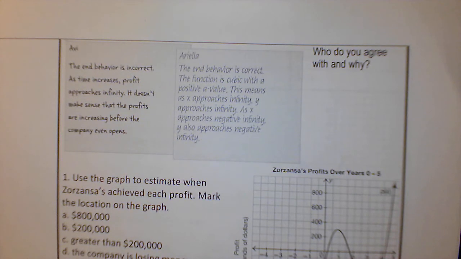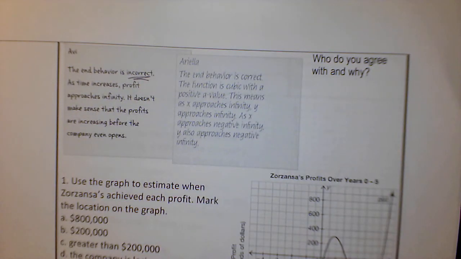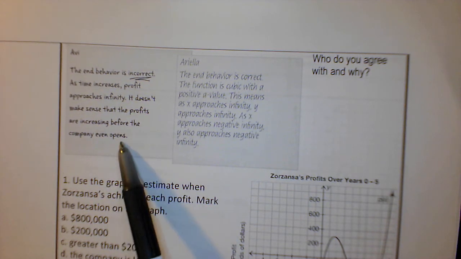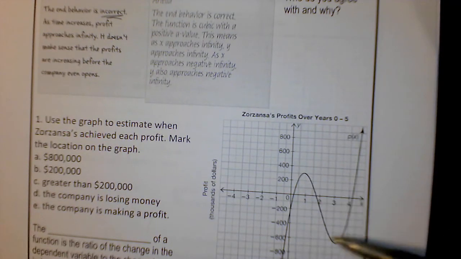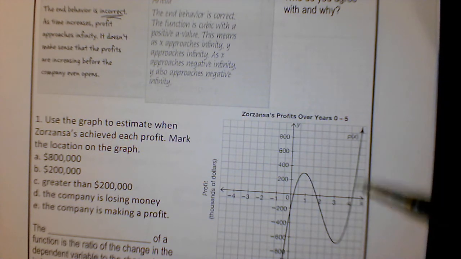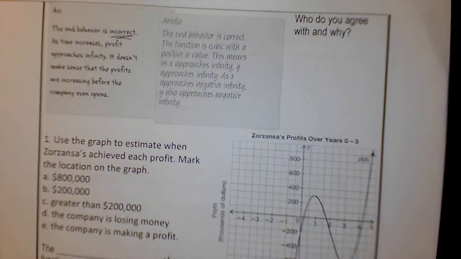So the first student there says the end behavior is incorrect. As time increases, profit approaches infinity. This doesn't make sense that the profits are increasing before the company even opens. So again, remember this graph, this is the same graph, is a projection of what's going to happen after they open. And she's saying it's incorrect because we are going up at the end, and so that doesn't make sense. Go ahead and summarize what that student said in your own words right above.